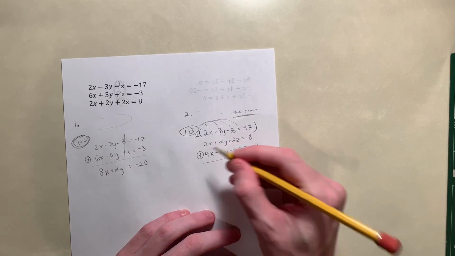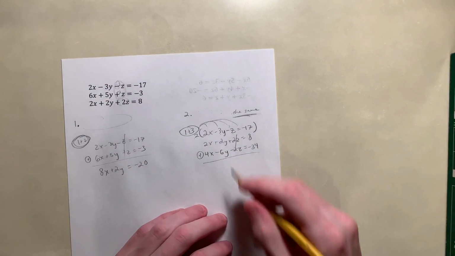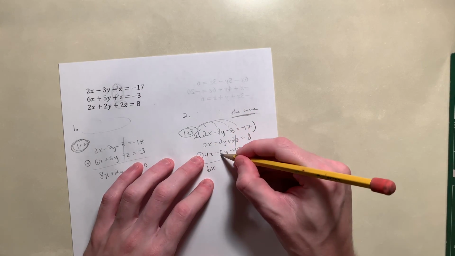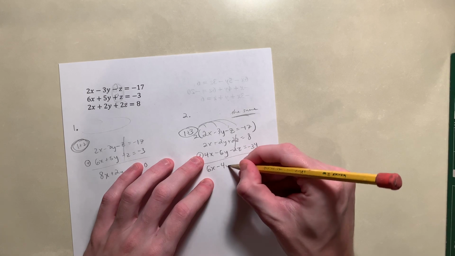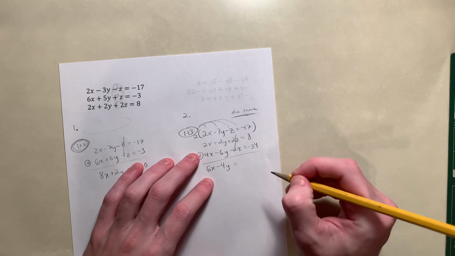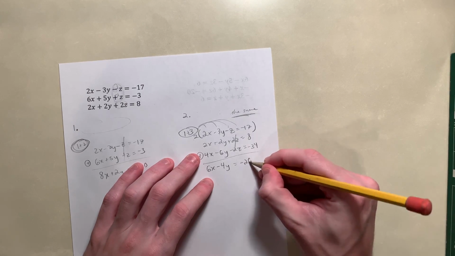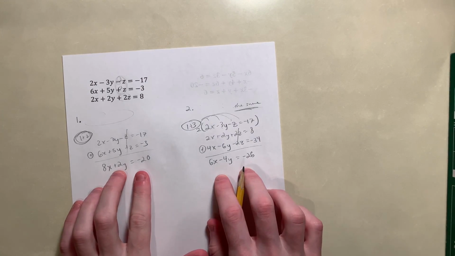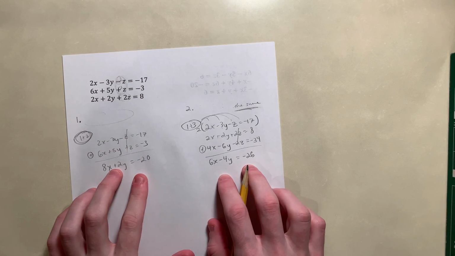So now I can add my two equations and these will cancel. So let's do this. This is easy. 2 plus 4 is a 6. 2 minus 6, that's a negative 4y. The z terms cancel. Then negative 34 plus an 8, that's going to give me a negative 26. Okay, so now I have two equations with two variables. So let's see what we could do with these.